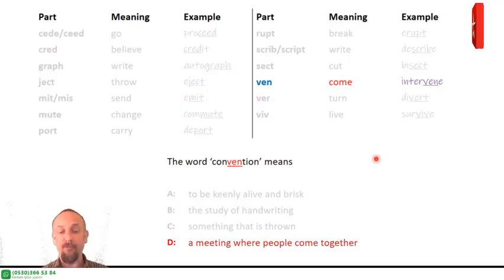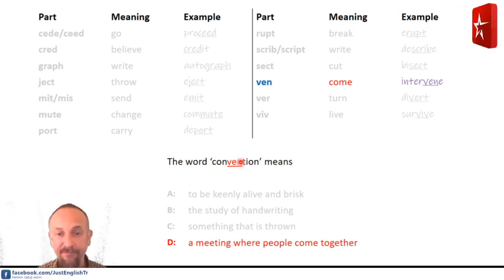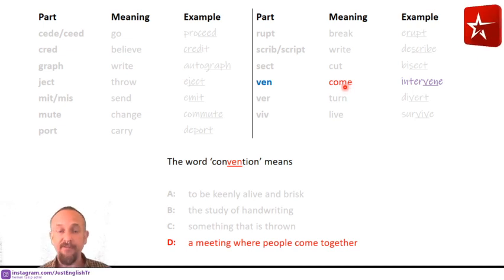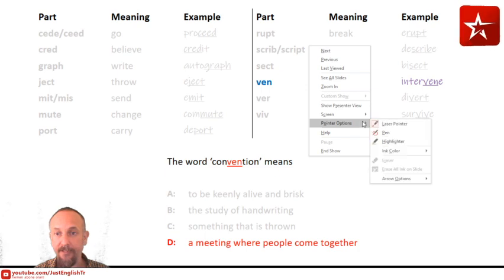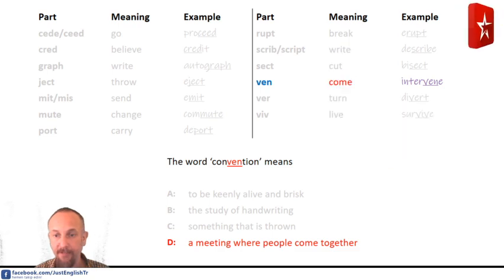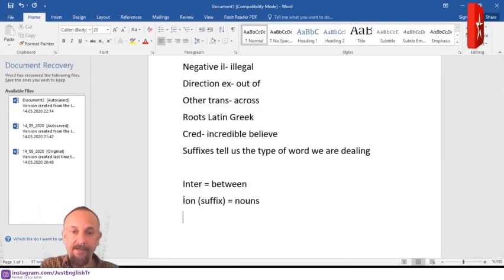And the answer is, of course, D. And we have this root here, ven, meaning to come or go. It actually has two meanings. So con means together. If we quickly go down here again, because it is an important one. Screen, there we go. We'll go back down here. Con means together, it's a prefix.